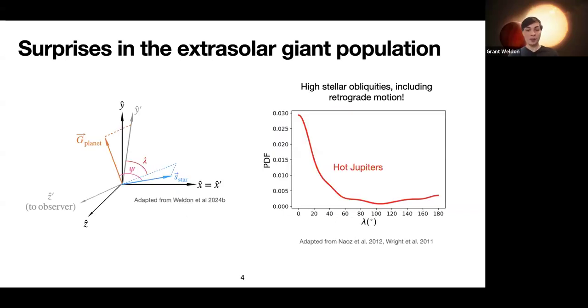Additionally, many planets exhibit spin-orbit misalignments. So that's shown in the diagram on the left. I'm defining the angle psi as the stellar obliquity. This is the angle between the planet orbit angular momentum and the stellar spin axis. Its projection onto the sky plane is what an observer measures as lambda. And on the right, I'm plotting the distribution of lambda for the hot Jupiter population. Many hot Jupiters have high stellar obliquities, and some even exhibit retrograde motion, meaning they're orbiting in the opposite direction of their host star spin. This is again unlike what we see in the solar system and requires some additional physics to explain.